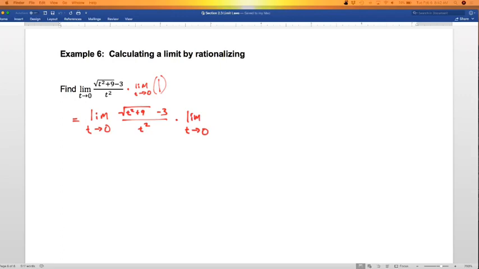So instead of using 1, I'm going to use a different function that equals 1. And that function is the square root of t squared plus 9 plus 3 over the square root of t squared plus 9 plus 3. So first of all, this was allowed by law 4, because that equals 1, and I can multiply anything by 1.